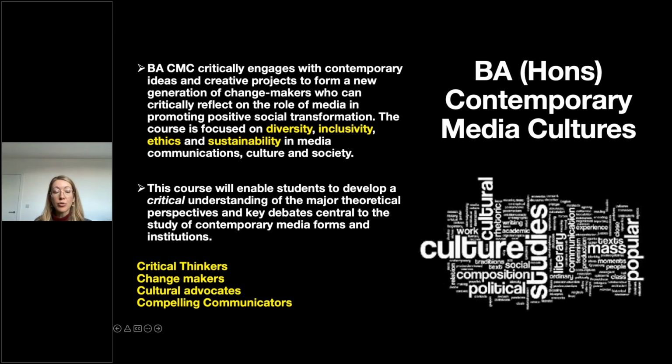Many changes have been introduced, and I really think that the degree is now very strong and may attract really interesting students. So BA CMC engages with contemporary ideas and creative projects in a really critical way, because we want to form a new generation of students who are not just workers or creatives, but change makers. So we're interested in questions around society, around environment, around social transformations, but positive social transformations, and in particular justice, social justice.